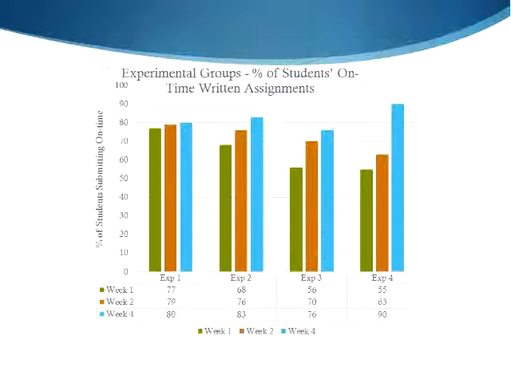The green bar is the week 1 assignment. The brown bar is week 2, and the blue bar is week 4. What we notice is it stayed basically about the same in experimental group 1, with about 77% in week 1 and about 80%, or a 3% increase, in week 4. With experimental group 2, there was a significant increase, going from 68% to 82%, or 14%.